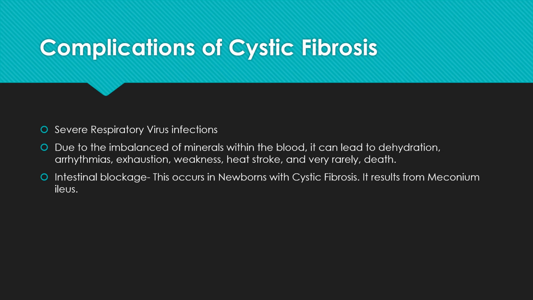The complications of cystic fibrosis are severe respiratory virus infections. Due to the imbalance of minerals within the blood, it can lead to dehydration, arrhythmias, exhaustion, weakness, heat stroke, and very rarely death. Intestinal blockage can occur in newborns with cystic fibrosis. It results from meconium ileus.